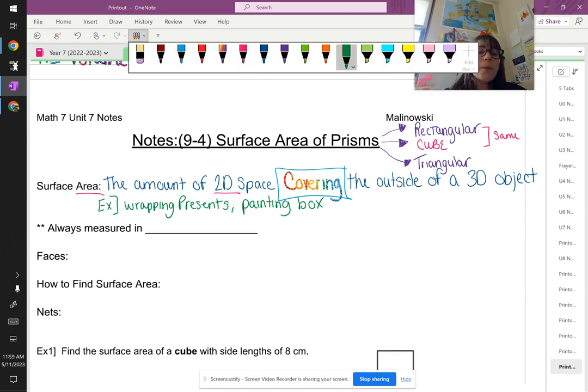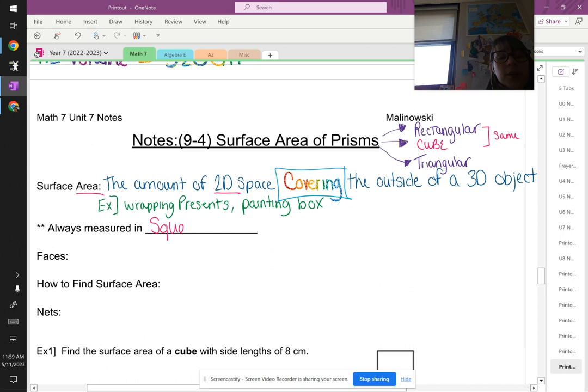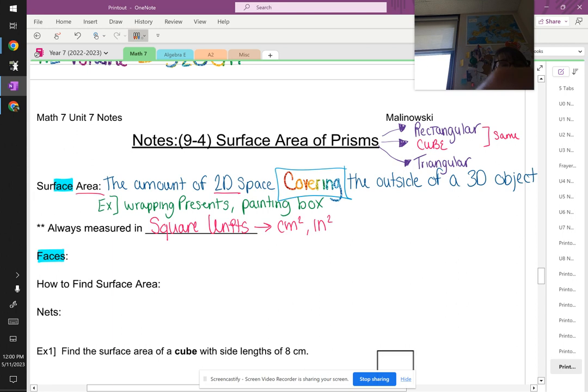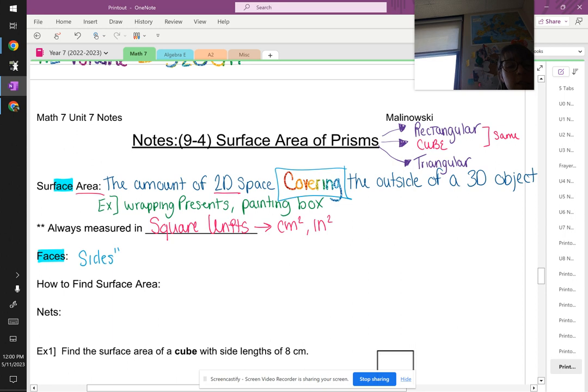Because surface area is actually area, it's always going to be measured in square units. So that can get a bit confusing because we have our volume measured in cubic units, but because we're going back to area, surface area, it's always going to be square units. So centimeters squared, inches squared, etc. Faces, making sense because surface area has the word face in it. Faces, that definition back from 9-1, faces are just the sides of those 3D shapes.